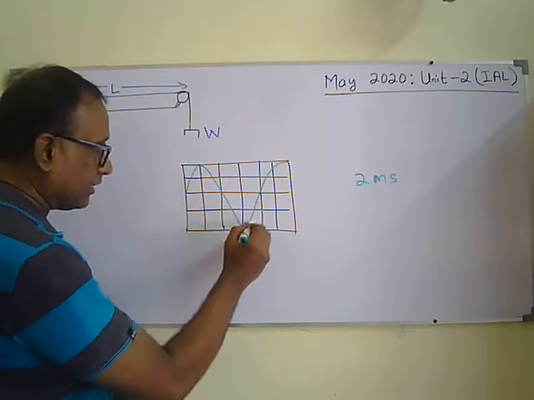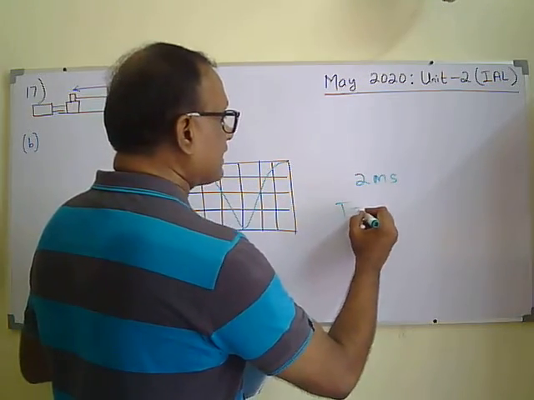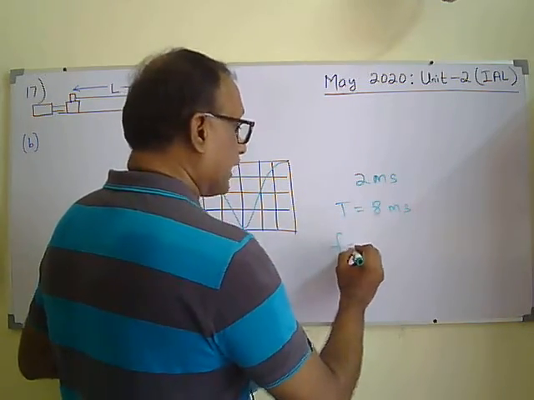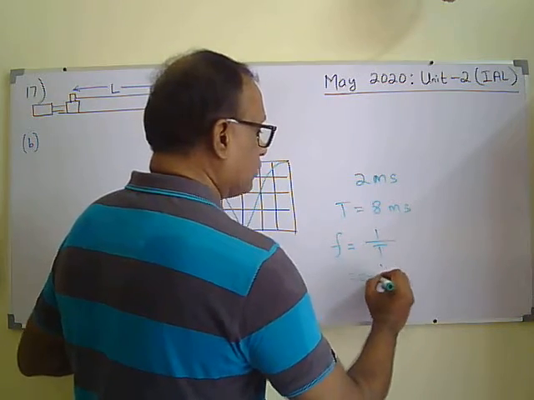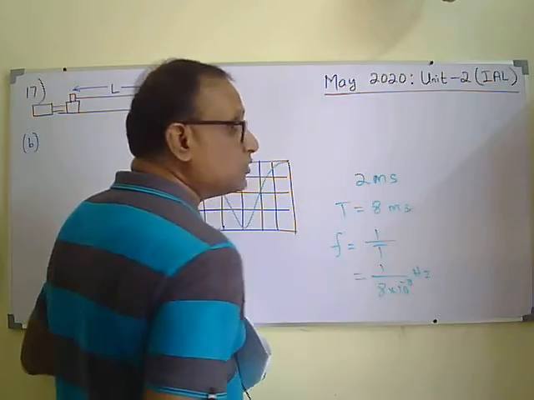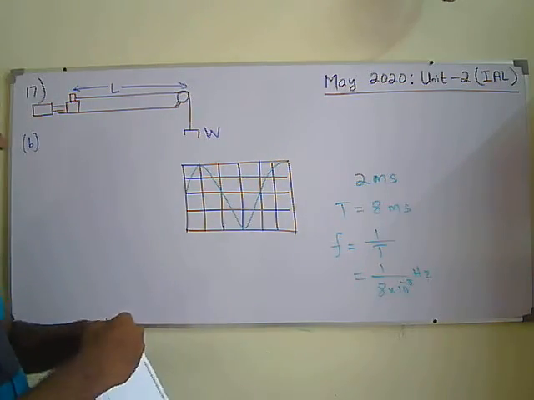So the time period will be 2, 4, 6, 8. So the time period of the AC signal is 8 milliseconds. So you can calculate the frequency, f equals 1 over T, that is 1 over 8 into 10 to the power minus 3 hertz. From this you can calculate, right? So I just took an example and did it, but you can explain.